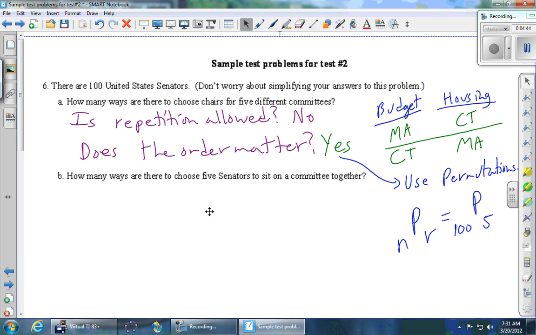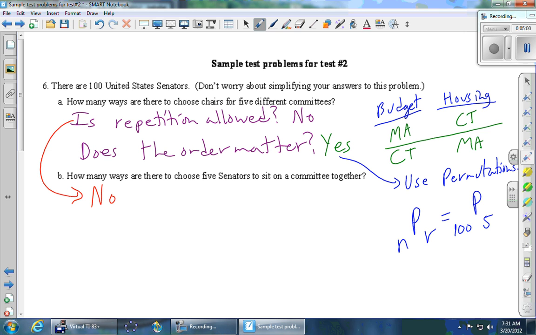Part B. How many ways are there to choose 5 senators to sit on a committee together? So we ask the same 2 questions. Is repetition allowed? Are you allowed to pick the same senator twice to be on this single committee? Okay, definitely the answer here is no. Maybe there was some choice in the first part, but in part B, it's definitely no for repetition. Does the order matter? Well, let's see. You have one committee now, and 5 senators are going to sit on this committee.